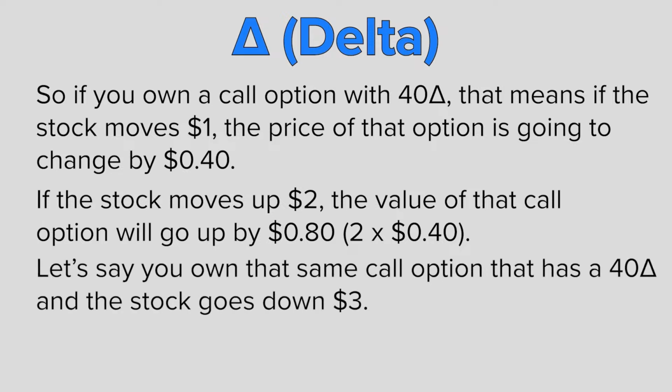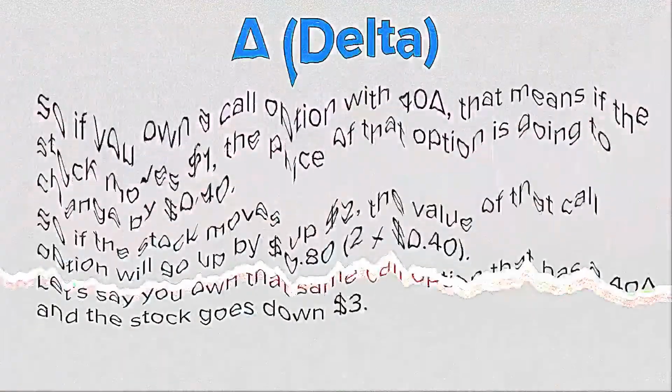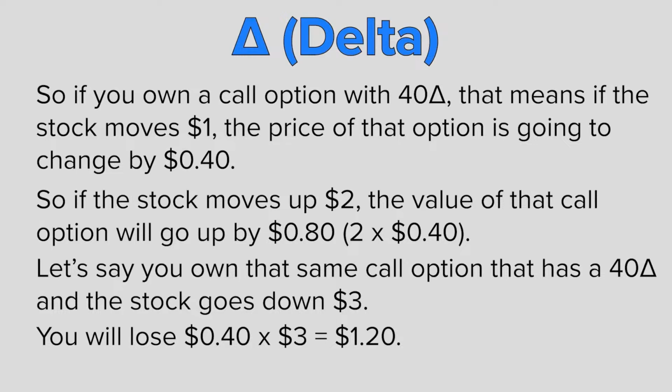Now, let's say I own that same call option that has a 40 delta and the stock goes down $3. Well, because I own a call option, I make money if the stock goes up. If the stock goes down, I am going to lose value in that option. I'm going to lose the delta, 40 cents, times $3, because that was the move to the downside. I will lose $1.20.